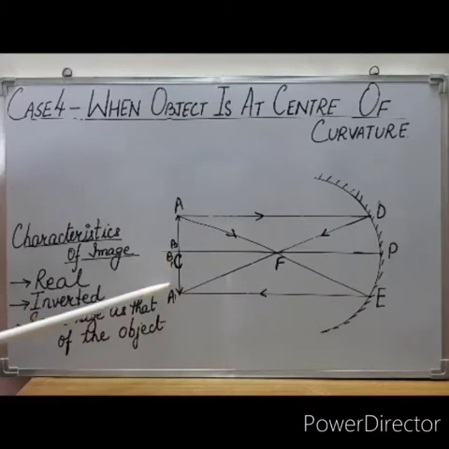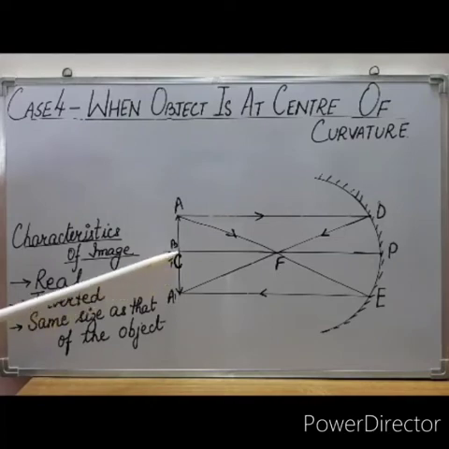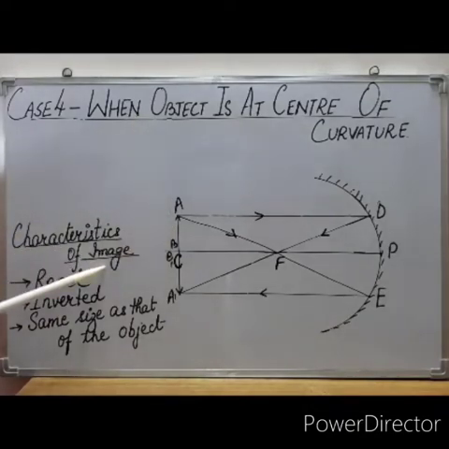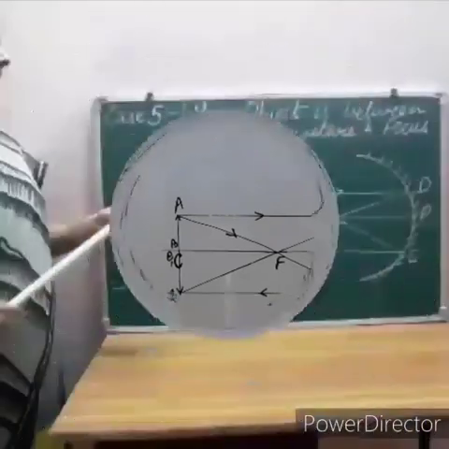If we draw the image here as A1B1, we will notice that the image is formed at the center of curvature and it is of the same height as that of the object. So therefore, the characteristics of the image will be real, inverted and the same size as that of the object.